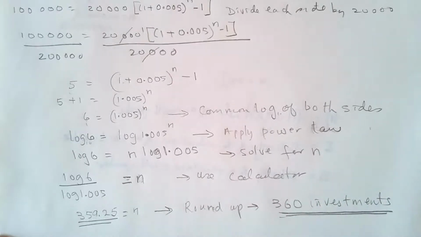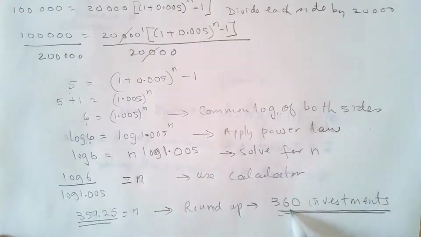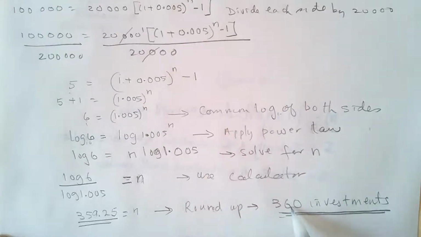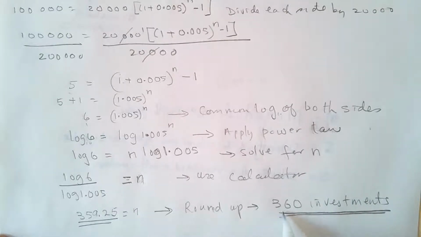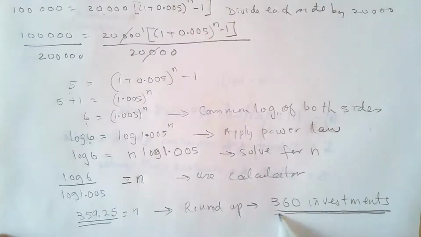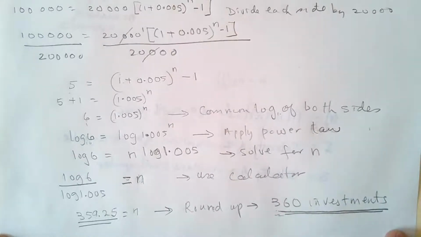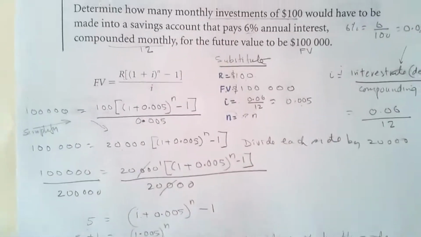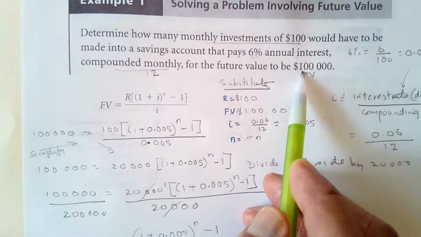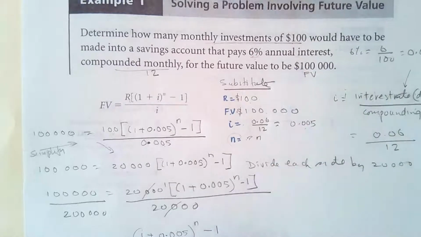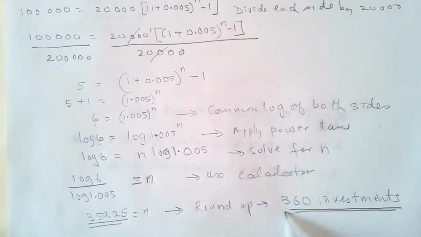So in conclusion, you'll have to invest for 360 months because each month you're investing $100. So if you were to invest $100, 360 times, once each month, you will arrive at a future value of 100,000. So you'll need 360 investments.